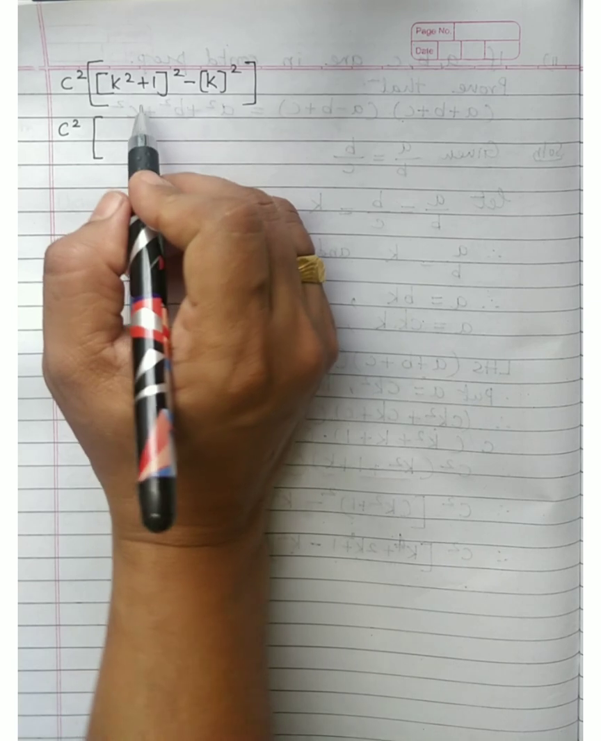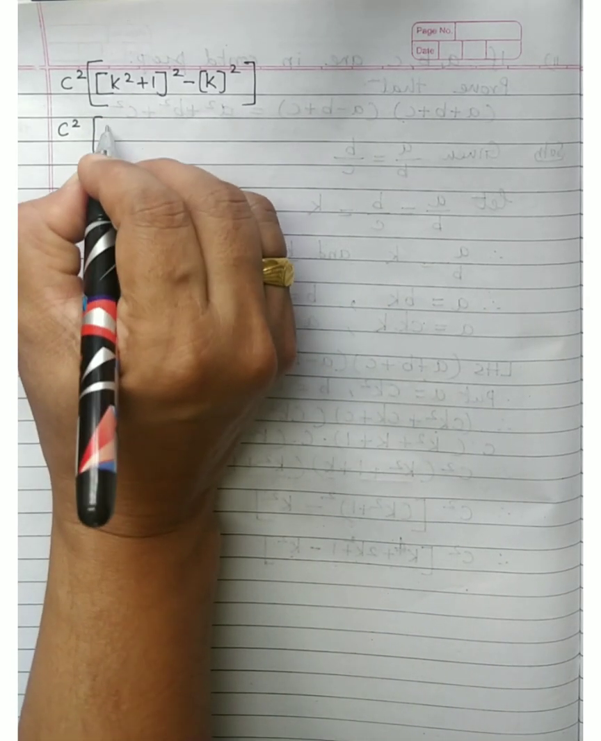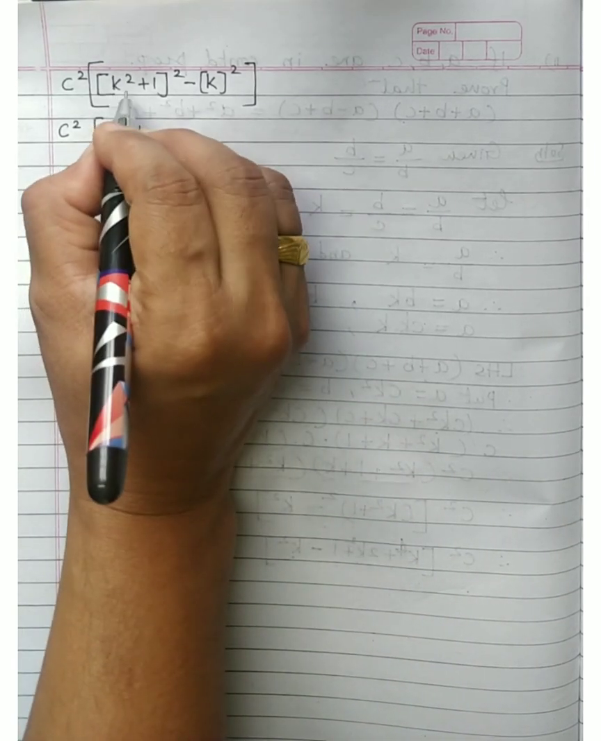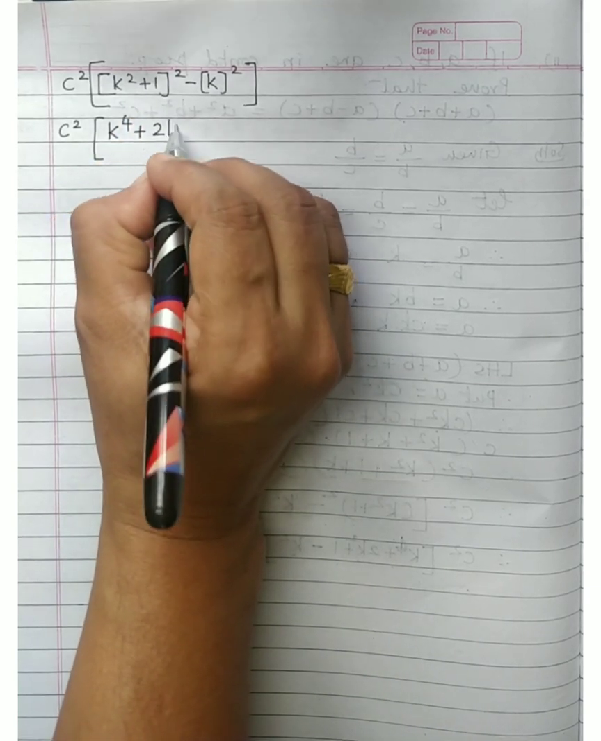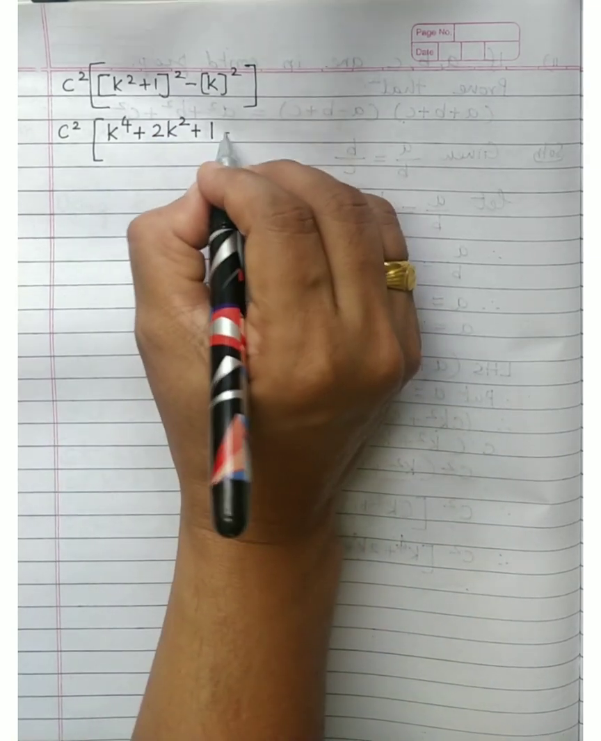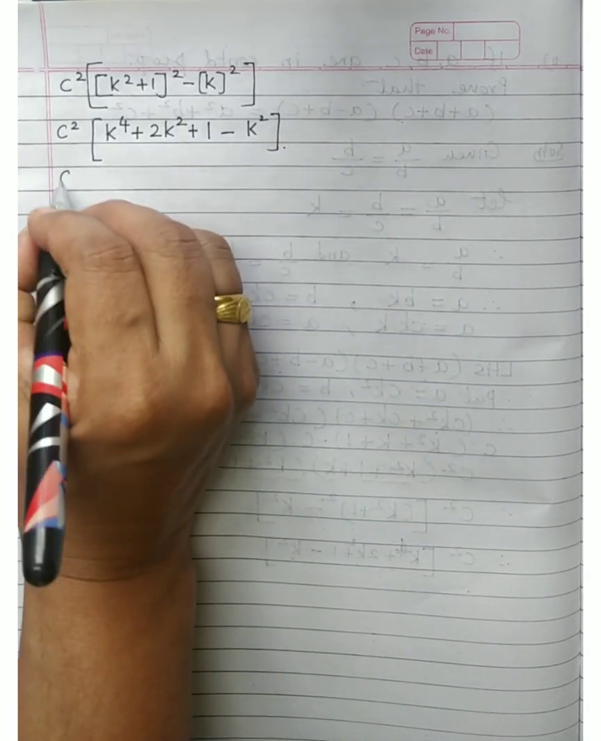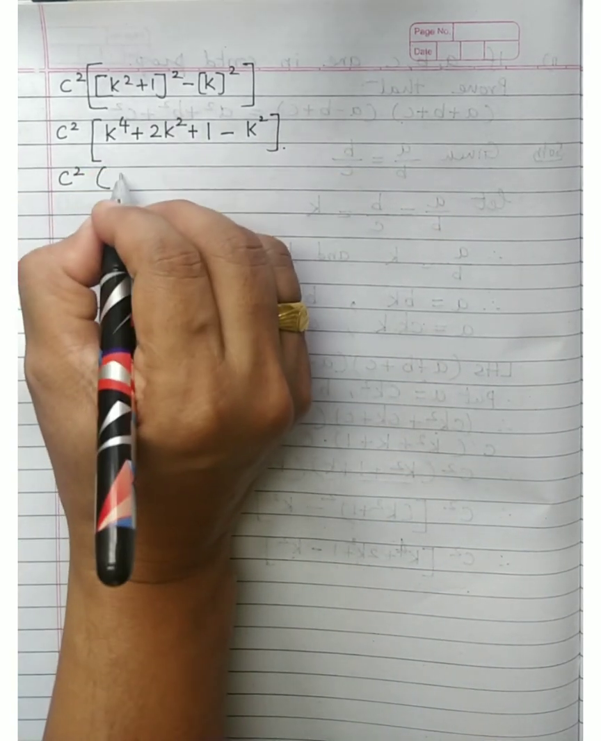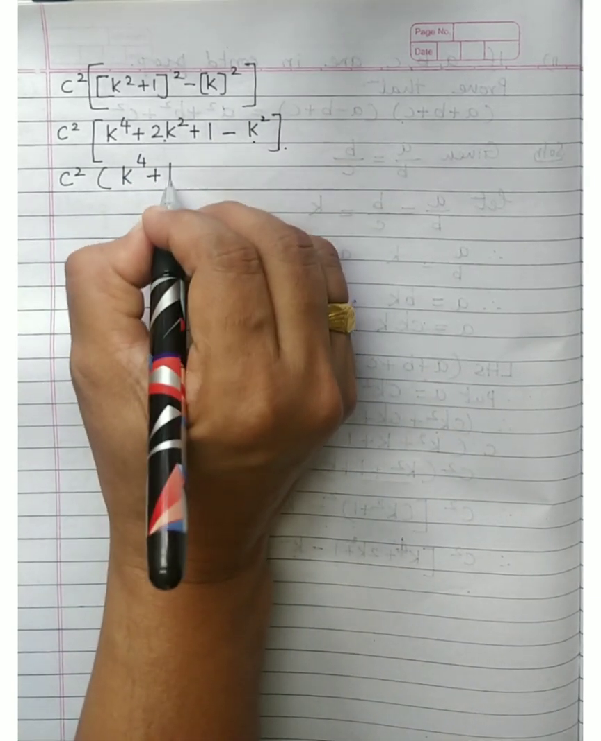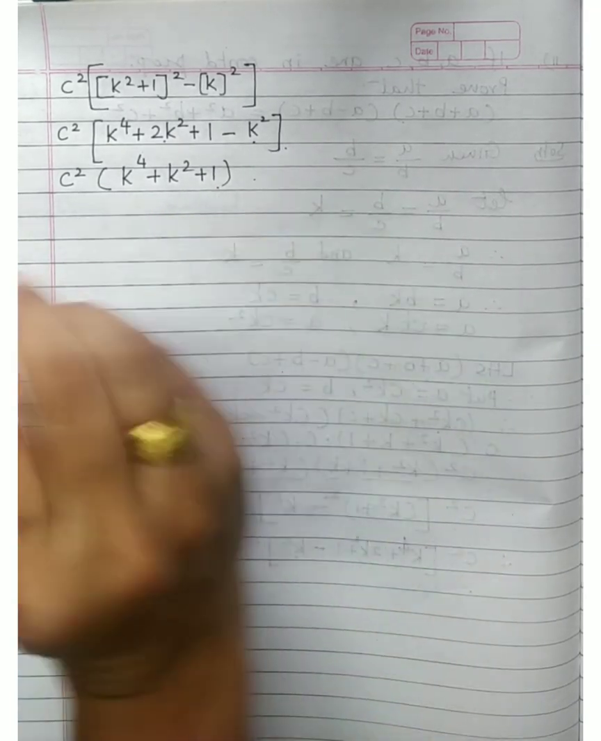What is the formula? A square plus 2AB plus B square. So A square means K square square, right? K to the 4 plus 2AB, 2K square 1. So 2K square plus B square, that is 1 square, 1, minus this is what, K square, right? So you get finally C square (K to the 4 as it is, plus 2K square minus K square plus 1). This is what our left hand side has come to.